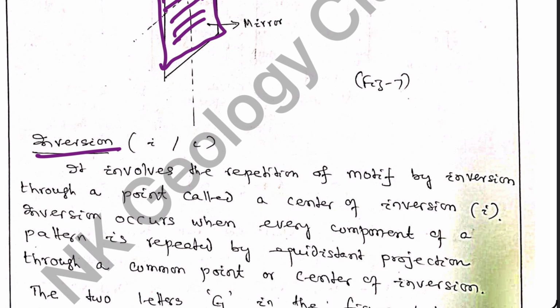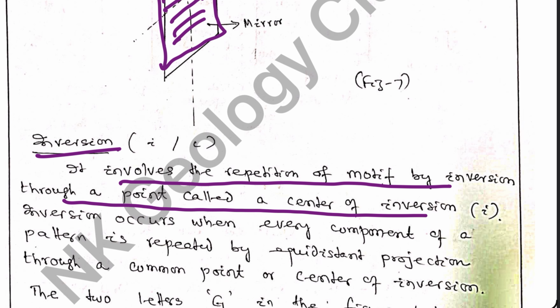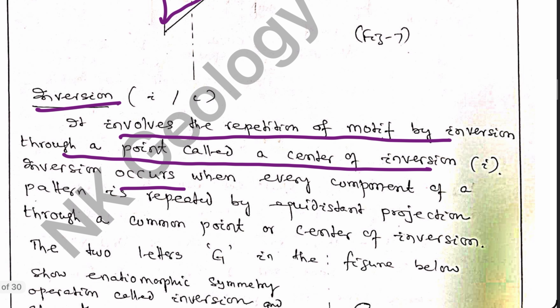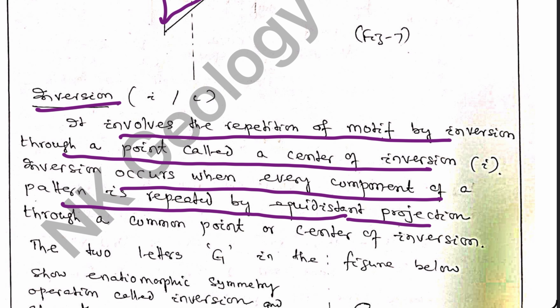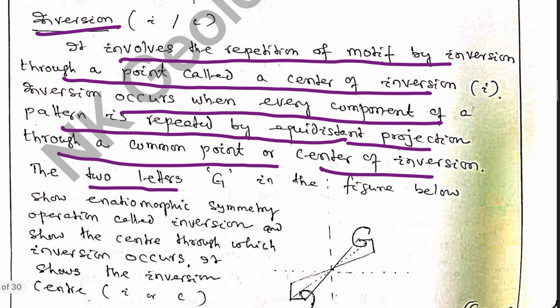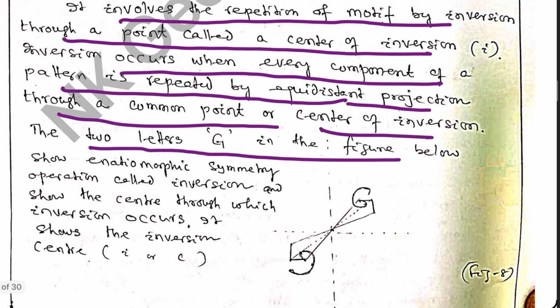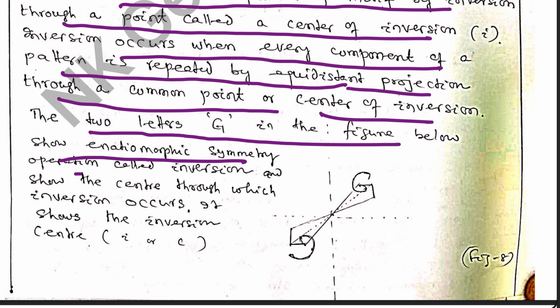Inversion with respect to a center is designated as I or C. It involves the repetition of motif by inversion through a point called the center of inversion. Inversion occurs when every component of a pattern is repeated by equidistant projection through a common point or center of inversion. The two letters G in the figure below show the enantiomorphic symmetry operation called inversion and show the center through which this inversion occurs. This center is called the inversion center.